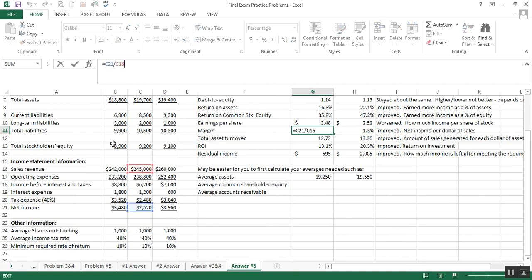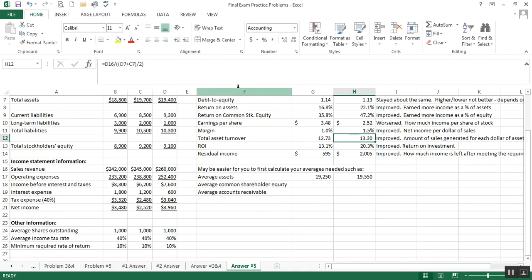Profit margin is taking our net income as a percentage of our sales revenue. That's how much we earn for every dollar. So we had a very low margin for this company, 1% versus 1.5%. That's an improvement because it increased. Total asset turnover is your sales divided by your average assets. So it tells us the amount of sales that we generate for each dollar of assets. And again, it improved because higher is better.